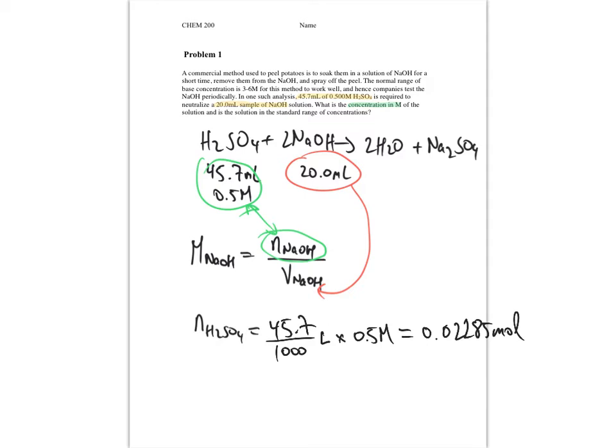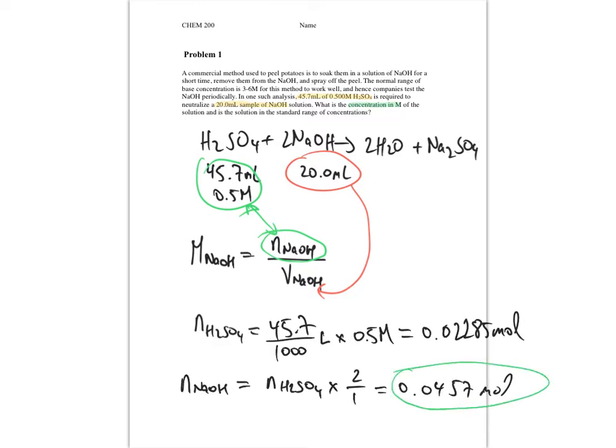Now I need the moles of sodium hydroxide. So the moles of sodium hydroxide is equal to the moles of sulfuric acid times, well, now I need the mole-mole ratio. In order to go from sulfuric acid to sodium hydroxide, I need to divide by 1 and multiply by 2, which in this case becomes 0.0457 mole. So now that I have calculated the moles of sodium hydroxide, it's just a plug and chug problem.